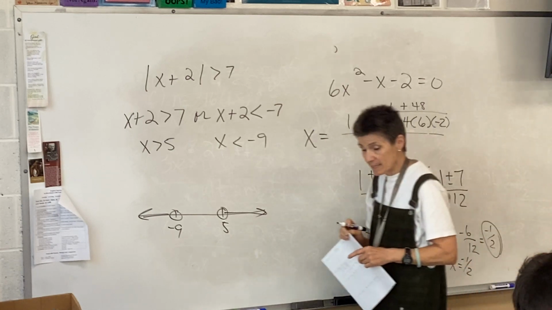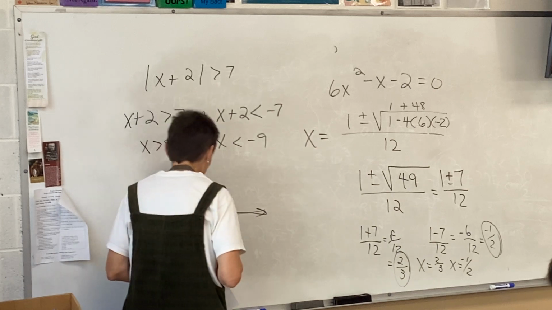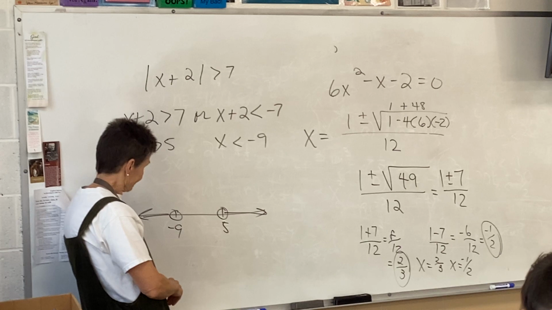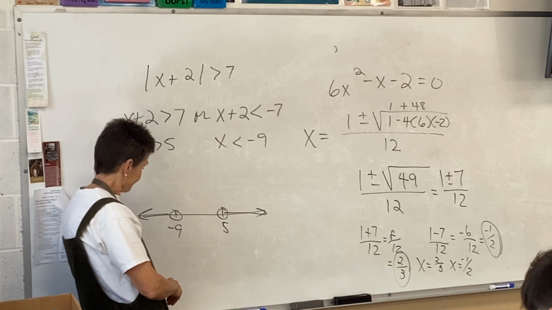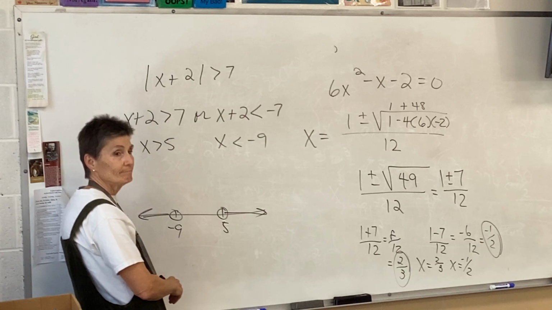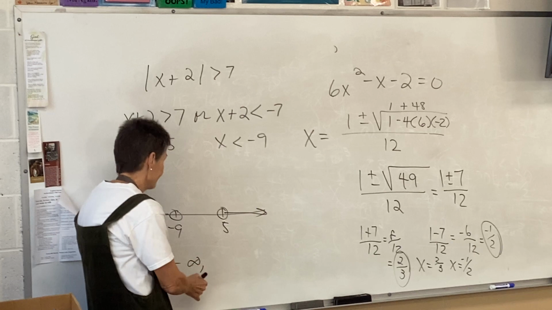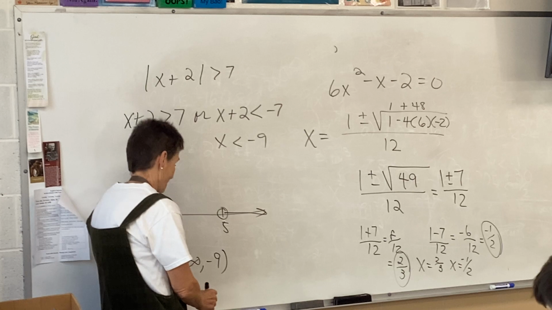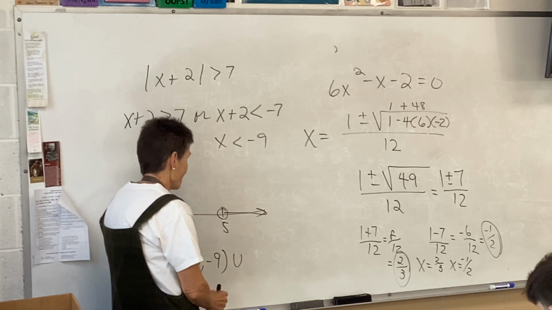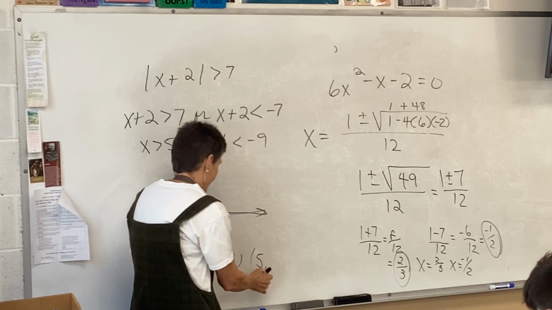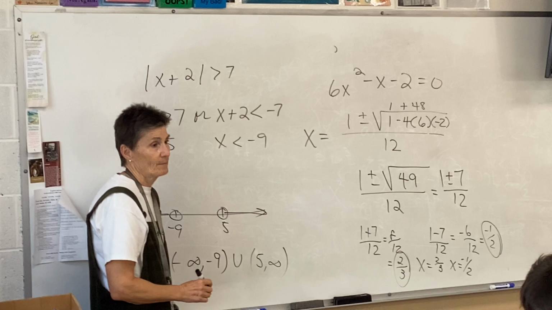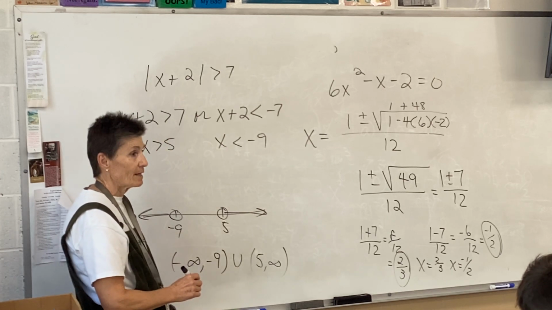So how do I write my answer? Anna, you got an idea how I might write my answer there? Would it be negative infinity, comma, -9, and then parentheses, and then the union sign, and then 5, comma, infinity. Beautiful, beautiful, beautiful. That's perfect. Absolutely perfect. Everybody got that?